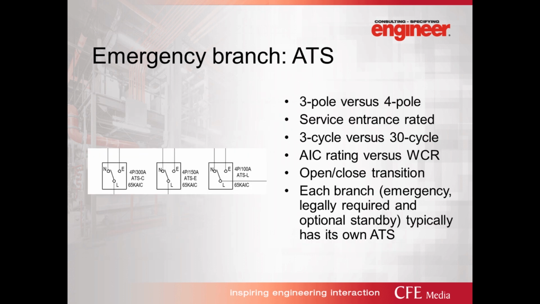ATS. This slide shows major items to look out for when specifying the ATS. 3-pole versus 4-pole. On a system using a 3-pole ATS, the neutral is continuous through the entire system. This is also known as a solid neutral, and it is bonded to ground at only one location, the facility's utility service entrance. On the systems using a 4-pole ATS, each source's neutral is bonded to ground at its source. The service entrance rated ATS is required when the entire load of the installation requires standby emergency power during the power loss.